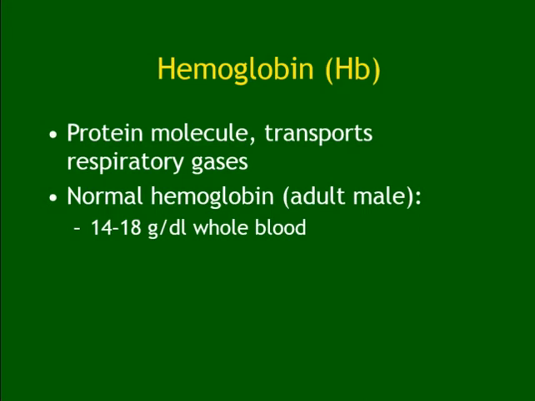Hemoglobin is a protein molecule. Hemo means blood. Globin is a protein. So this is a protein that's inside the red cells. And this is what can carry the oxygen, and carbon dioxide, both of them. Hemoglobin, the normal, and this is a number that you need to remember, is 14 to 18. So there are a couple of numbers that you need to remember here: hematocrit, the red blood count, the volume of the blood. Hemoglobin 14 to 18 grams per deciliter. This is adult male.